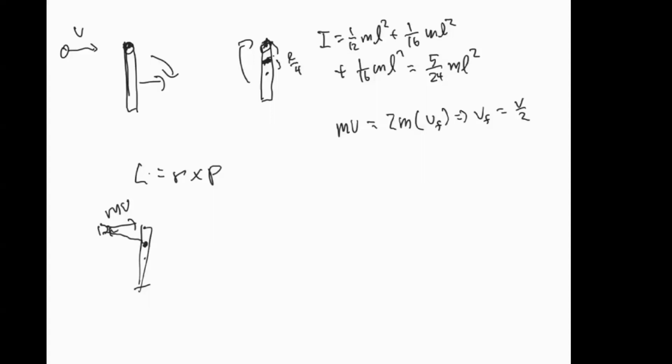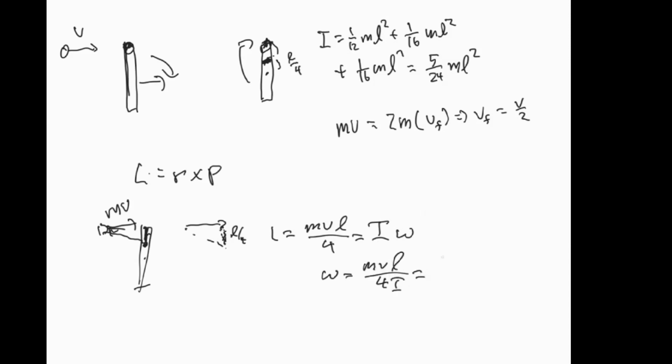And so this R cross P is basically just the momentum times the lever arm, as some people call it. The lever arm is just this distance, the perpendicular distance to the momentum, and this is just L over 4. So our angular momentum is mv L over 4. But this is equal to I omega after the collision. So after the collision, our omega will be mvL over 4I, and this is equal to 6/5 v over L.